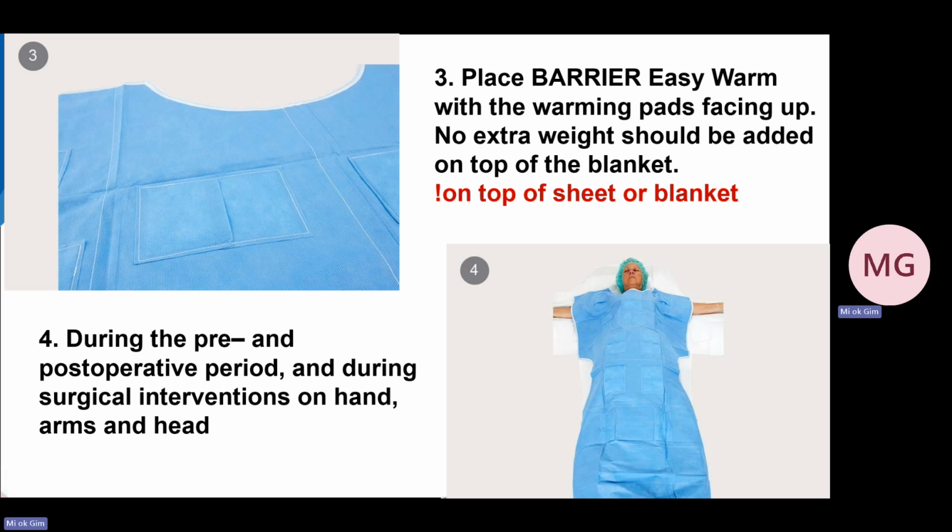With this Easy Warming blanket, we have to put the pads facing up, and also no extra weight should be added on top of the blanket. For example, people are confused with the sheets and blanket. We should use it on top of the sheets or on top of our blanket. So this warming blanket should be visible, and the patients' hands should even be under the blanket. During the pre and post-operative period, this blanket has to be used and kept flat, not folded.